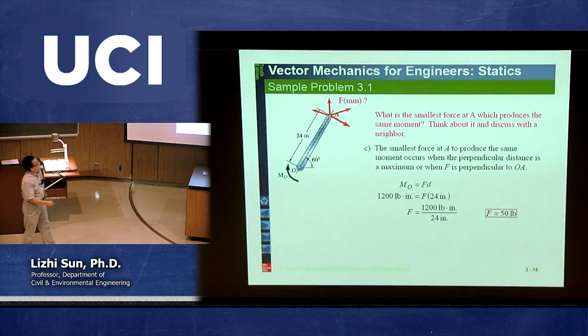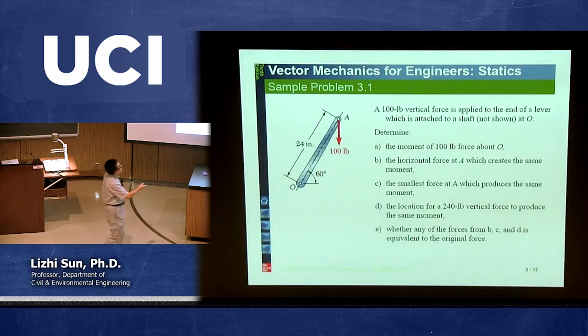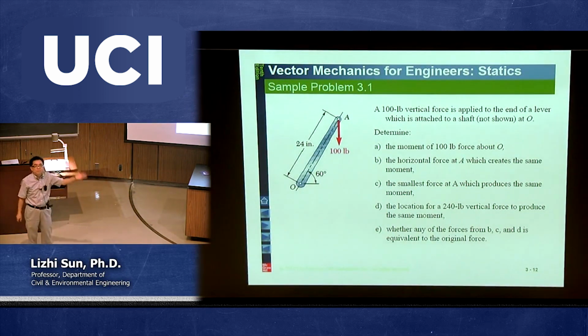And that's the third question, okay? Going back to here, the third question: calculate the smallest force at point A which produces the same moment, which is 50 pounds.